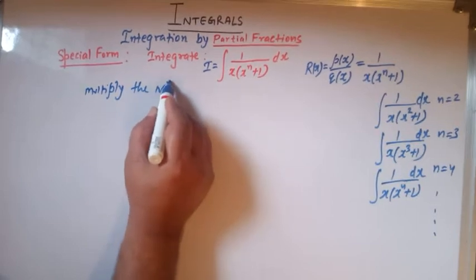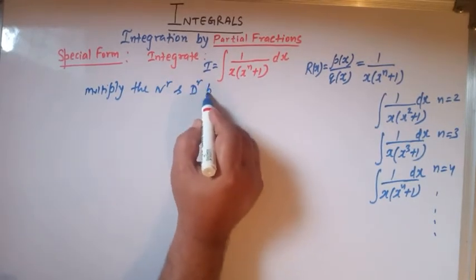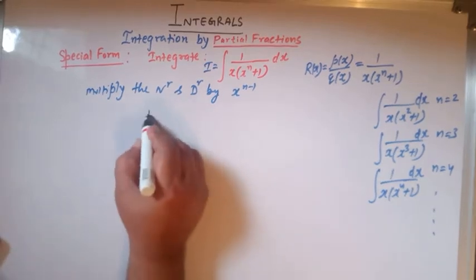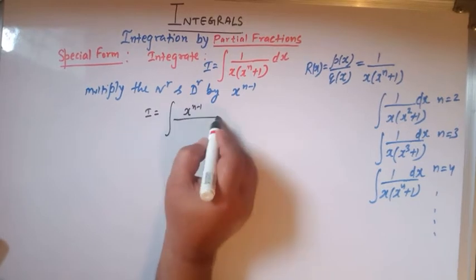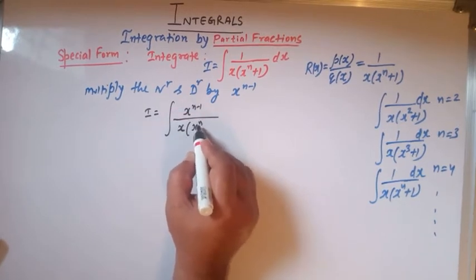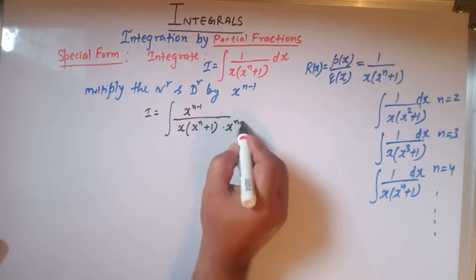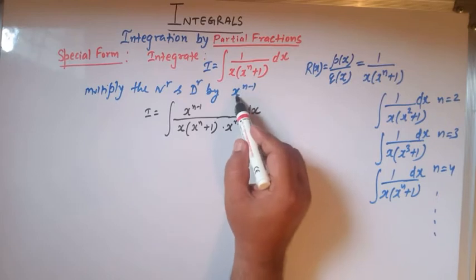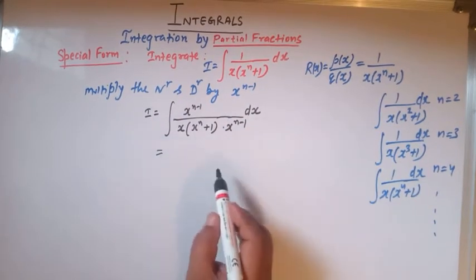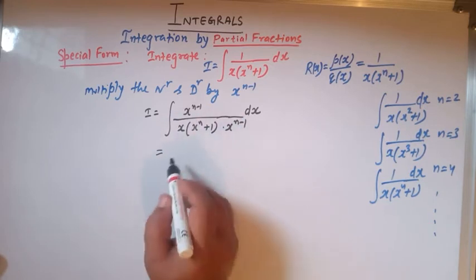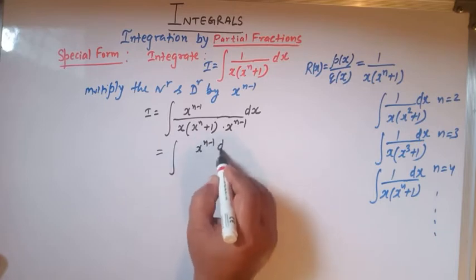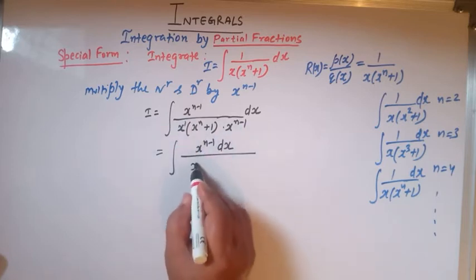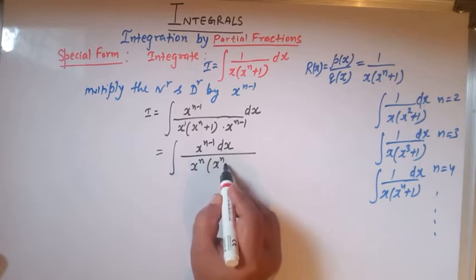and now we'll multiply the numerator and denominator by x raised to n minus 1. Clear? Now we have I is equal to x raised to n minus 1 over x times x raised to n plus 1 times x raised to n minus 1, dx. So we have multiplied the numerator and denominator by x raised to n minus 1. Now here we have x raised to n minus 1 dx, and if we multiply x raised to 1 and x raised to n minus 1, we have x raised to n and x raised to n plus 1.